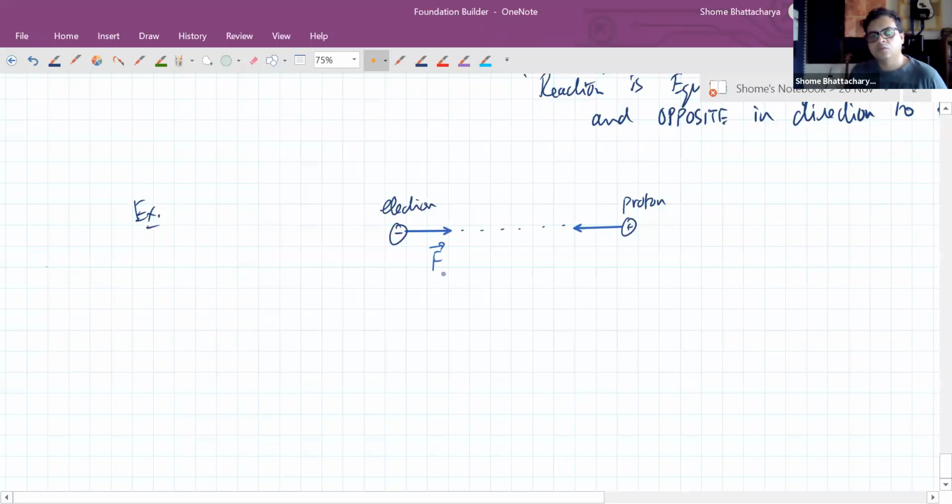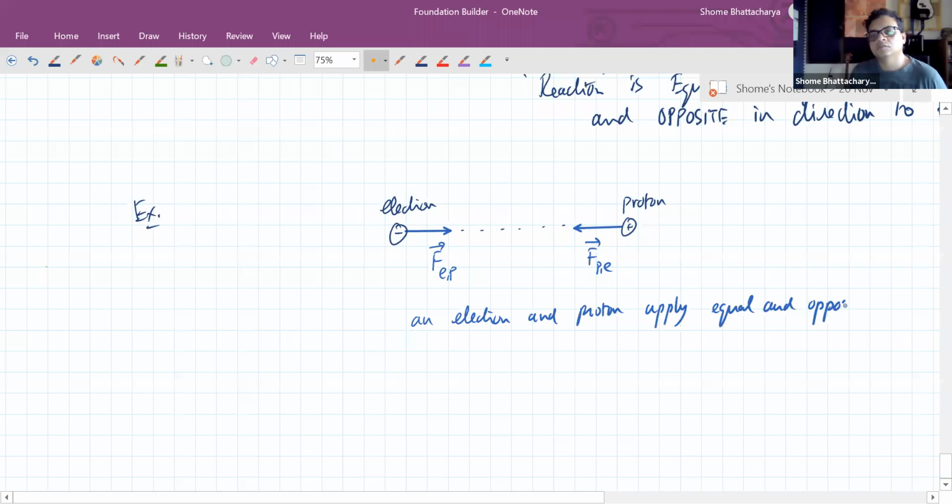This is the force on the electron applied by the proton. This is the force on the proton applied by the electron. So an electron and proton apply equal and opposite force of attraction on each other. Okay. So the force on the electron by the proton is equal and opposite to the force on the proton applied by the electron.